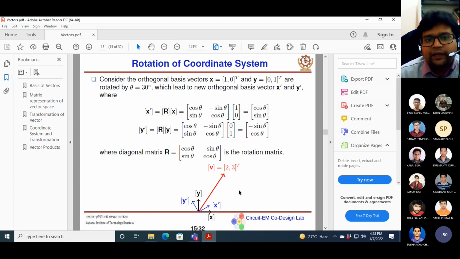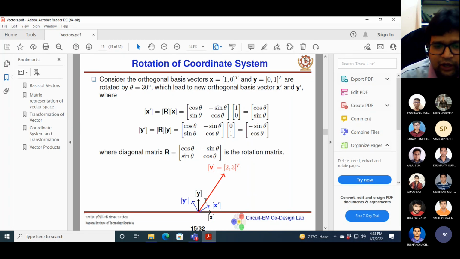So this is a very important property, that is rotation of the coordinate system. Why is it important? Because we need to deal with the Cartesian coordinate, cylindrical coordinate and spherical coordinate. Those new coordinate systems are basically rotations of one coordinate system with respect to another one. So we'll see later on. That's why this rotation matrix is very important.